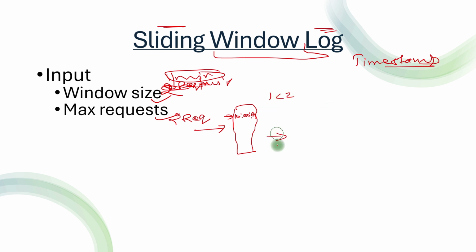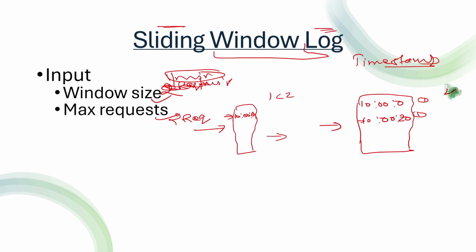So let's say the second request comes into the picture. We already have this 10:00:01 in here. At the next, let's say 20th second, 1 more request came into the picture, and we added this in the counter in our bucket, and we counted 1 and 1, so 2, less than or equal to 2. This is within the limit, right? And this will be allowed again.